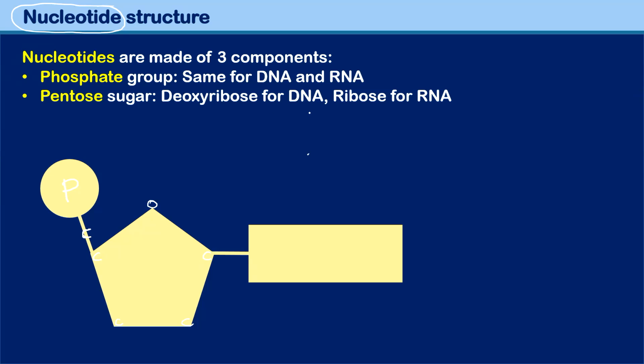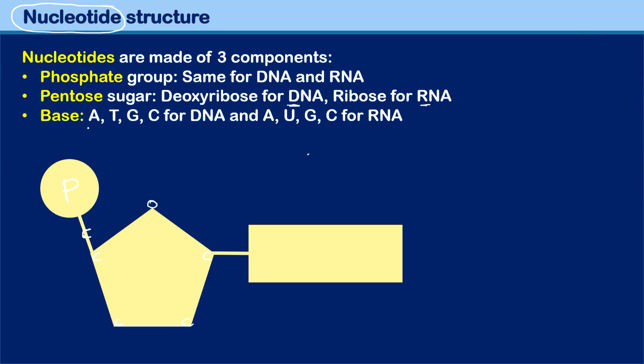So that is the pentose sugar, and there are two different types. It's called deoxyribose for DNA, and ribose sugar for RNA. And that's, by the way, the reason why DNA is called DNA, because it's called deoxyribonucleic acid, and RNA stands for ribonucleic acid. So that's the second part of a nucleotide, and the third one is the base.